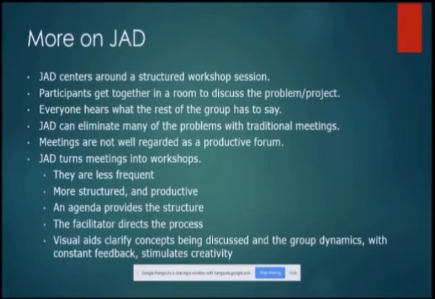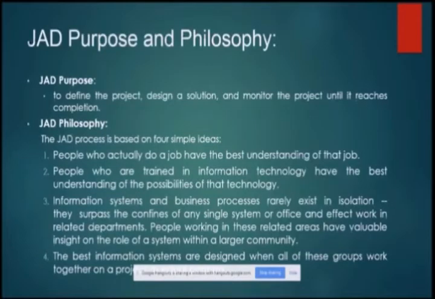Everyone hears what the rest of the group has to say. The right word should be listen. Now, what is the difference between hearing and listening? The brain is working in listening, and when we are hearing, the brain is probably not working. So everyone listens to what the rest of the group has to say, so that means they understand what the others have to say. JAD can eliminate many of the problems with traditional meetings.